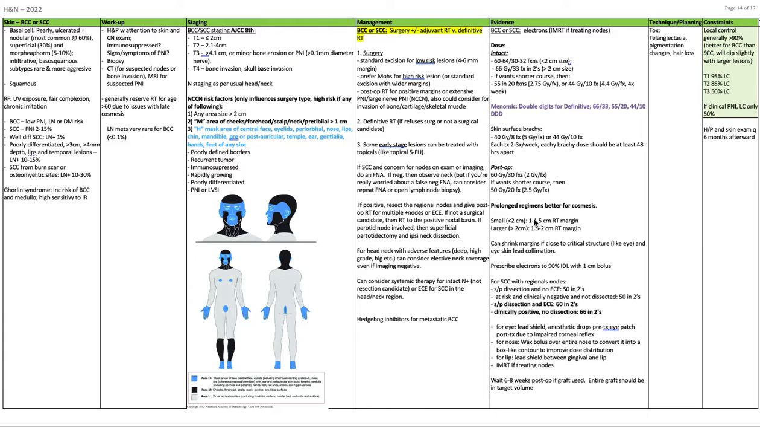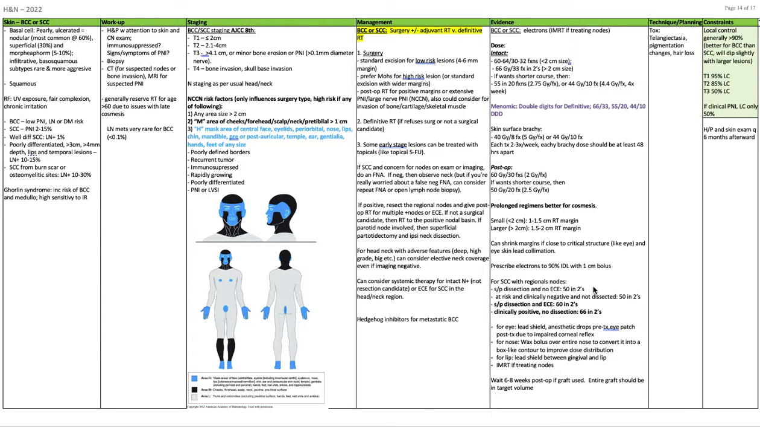In terms of margin, small tumors that are less than 2 centimeters need a 1 to 1.5 centimeter margin. Larger tumors greater than 2 centimeters need a 1.5 to 2 centimeter margin. You can shrink the margins if they're close to a critical structure like the eye, and you can do lead collimation around that critical structure. You prescribe the electrons to the 90% isodose line with a 1 centimeter bolus.